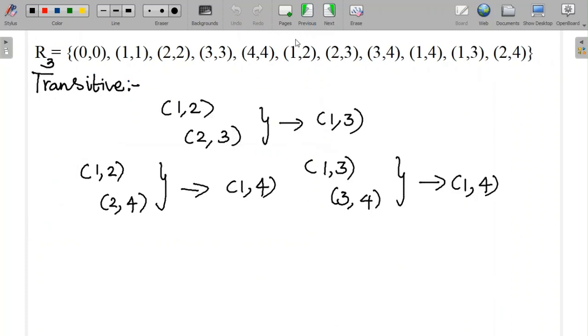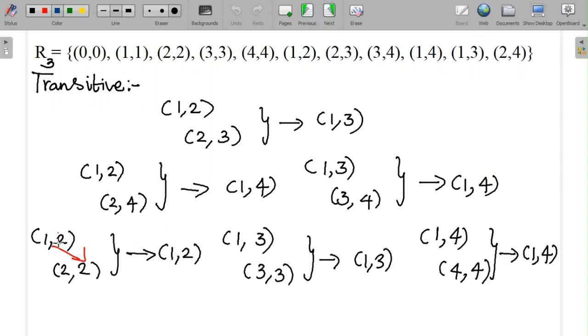Then let's consider the transitive nature, for which we'll consider different choices of a, b, and c. Let's pick 1, 2, and 2, 3. This should result in 1, 3, and 1, 3 is present. 1, 2, and 2, 4 should result in 1, 4, which is present. 1, 3, and 3, 4 should result in 1, 4, which is also present. 1, 2, and 2, 2 should result in 1, 2, which is present. 1, 3, and 3, 3 should result in 1, 3, which is present. 1, 4, and 4, 4 should result in 1, 4, which is also present.